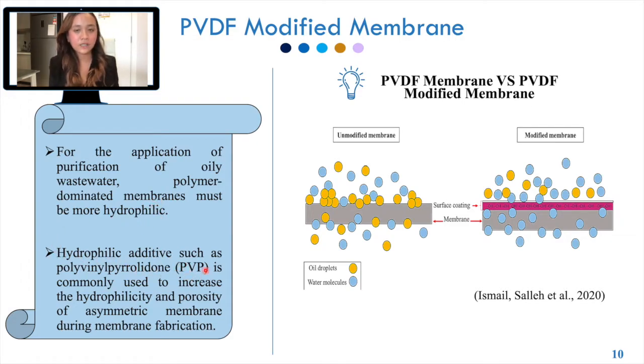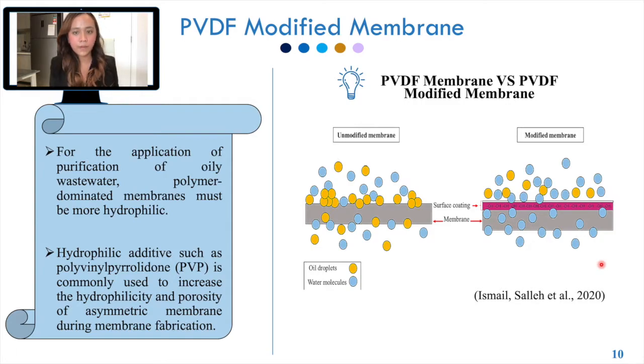Hydrophilic additives such as PVP, which is used in my experiment, are commonly used to increase the hydrophilicity and elasticity of asymmetric membranes during membrane fabrication. This illustration shows the mechanism occurring during the separation of a stable oil-water emulsion using unmodified and modified membranes. The main purpose of the surface coating is to form a layer of materials with anti-fouling properties. Hence, the tendency of oil droplets to assemble on the membrane surface could be reduced.